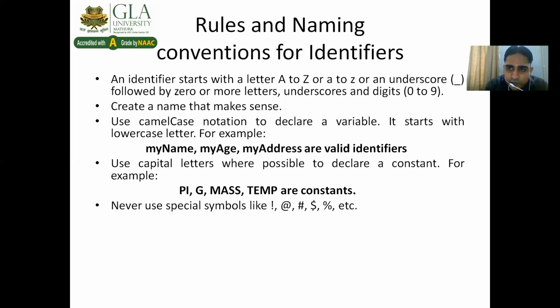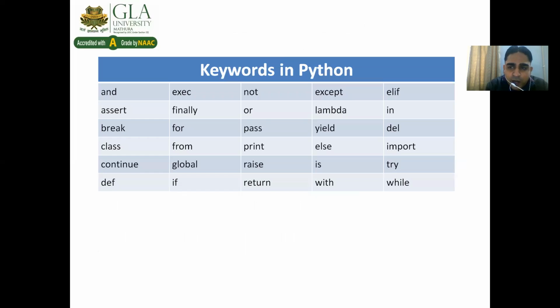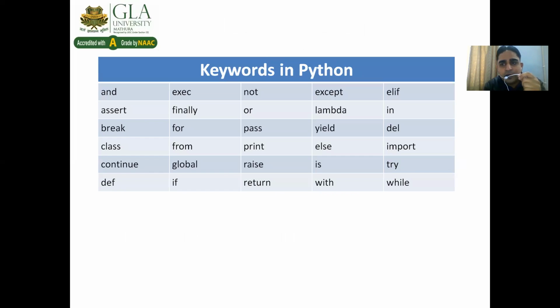Never use any special symbol, as I have told you. Don't start with a digit, as I have told you. And an identifier must not be a keyword as well. A keyword is something that has a special meaning and has been predefined, like for, if, in, True, False. All these are keywords in the Python programming language, so we cannot use them as identifiers, right? And identifiers are case sensitive, which means small a and capital A are treated as different identifiers in Python.